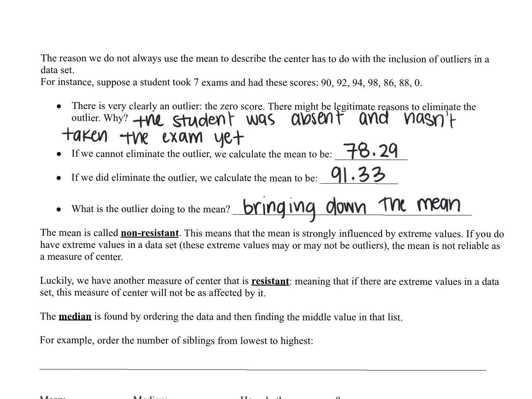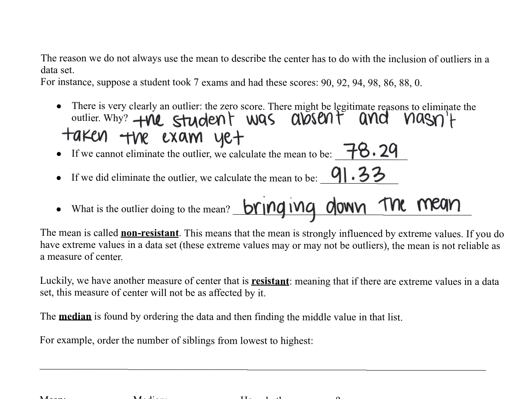Now, outliers can obviously work in the opposite direction as well. If I had a lot of low data and I had one really large value, it could bring the mean up. So the mean is something that we call non-resistant, which means it's strongly influenced by extreme values. So if you do have extreme values in a data set, which may or may not be outliers, they may be a lot different than the rest of the data set, but they might not technically be outliers. The mean is not reliable as a measure of center.